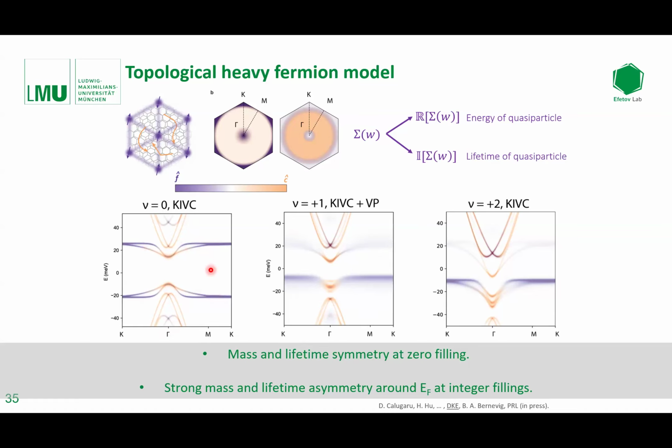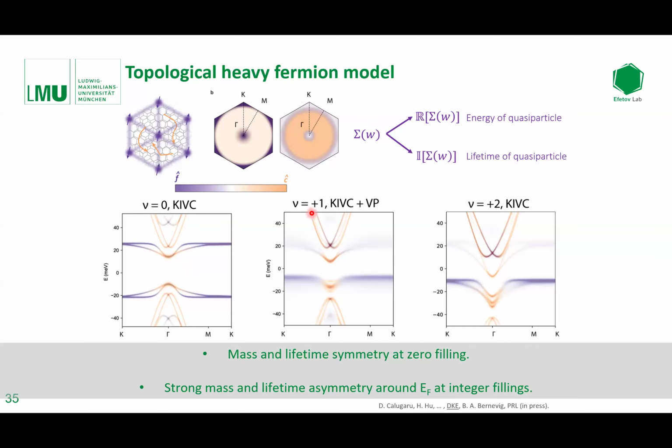For example, you can calculate for filling factor 0 a KIVC state from this model, which has this type of spectral function. As you can see, this state is a gapped state, where the lowest-lying excitations in the electron and hole bands are actually C electrons, exemplified by these curved bands. However, at larger energies you will start having these localized F bands, which are this dark blue color.